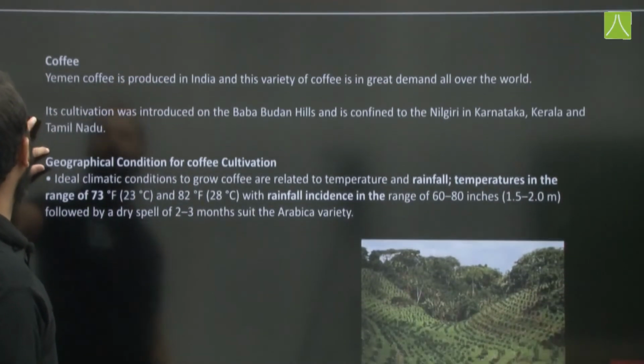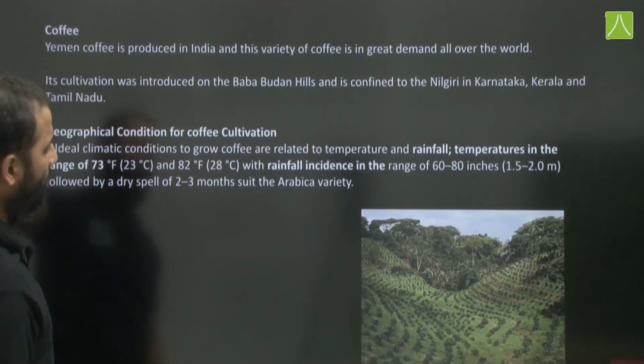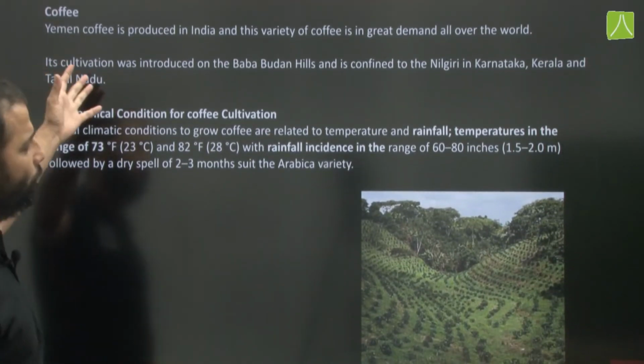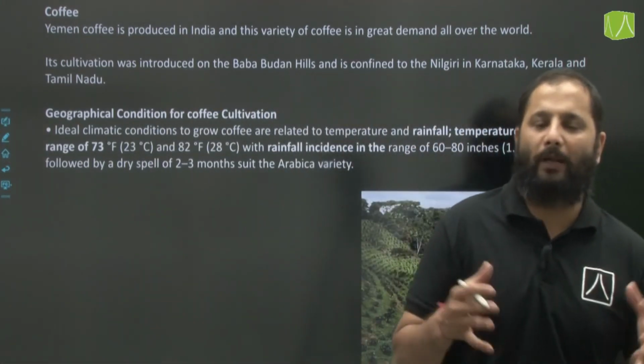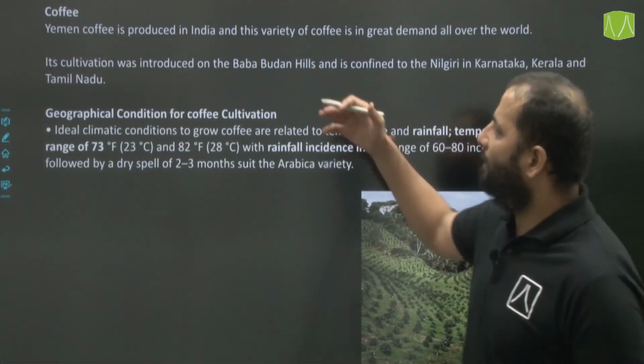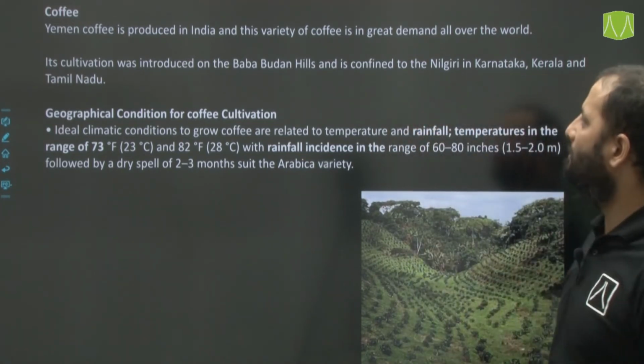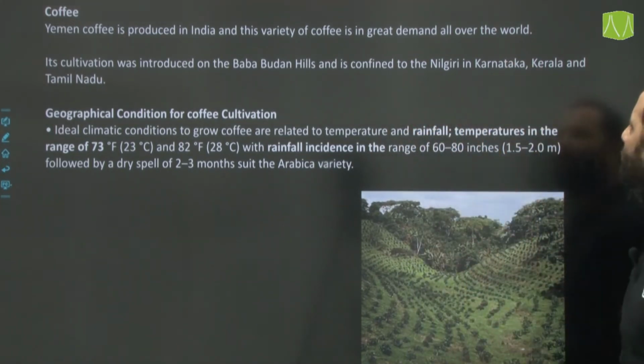Next is the coffee. Now the Arabica variety which we have in India was introduced from Yemen, and which is again having great demand all over the world. Its cultivation was introduced on the Baba Budan hills and is confined to the Nilgiri in Karnataka, Kerala and Tamil Nadu.